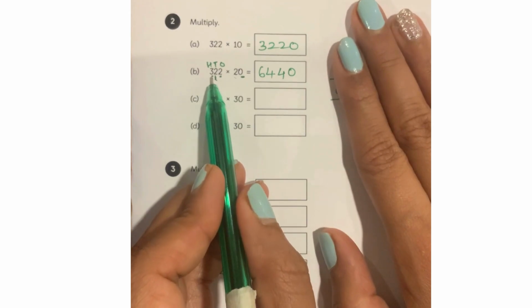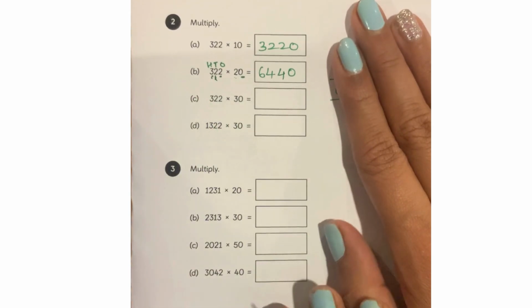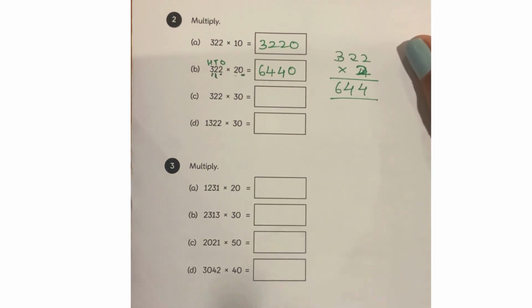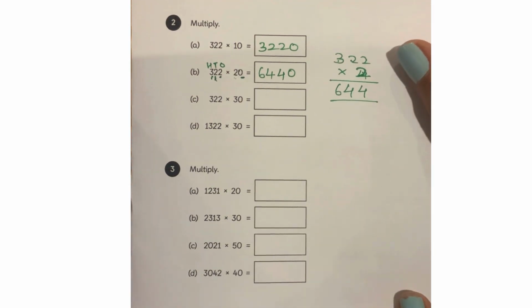2 multiplied by 100's position 3 is 6. Okay? Any method that is convenient for you, just go with that. You can even partition as we had done in the previous question. Let's go to the next one.